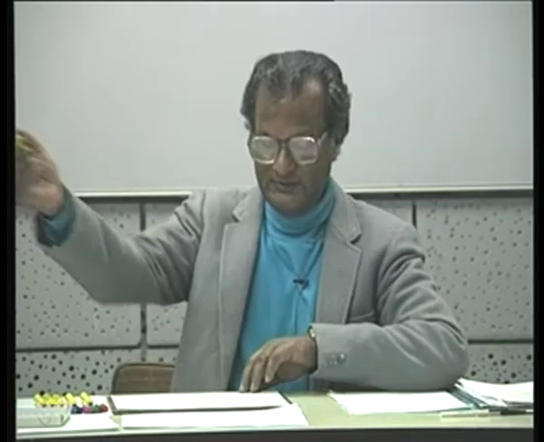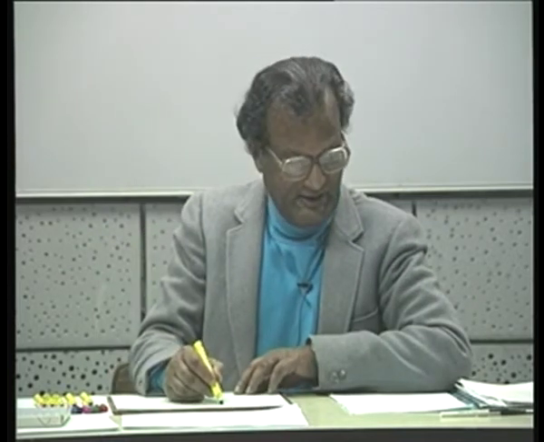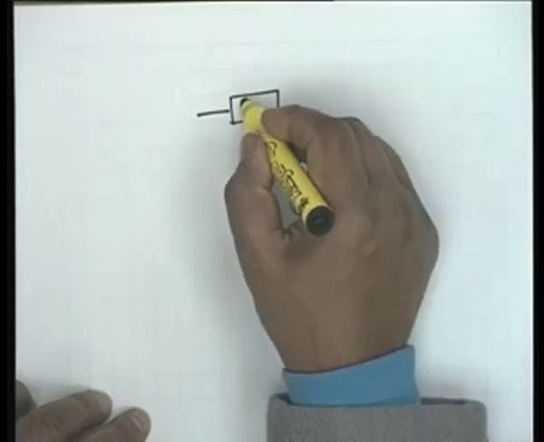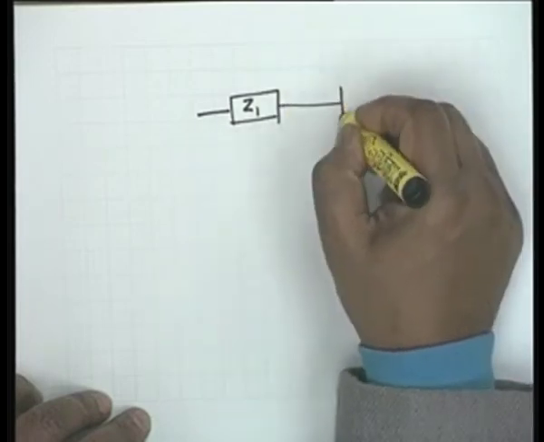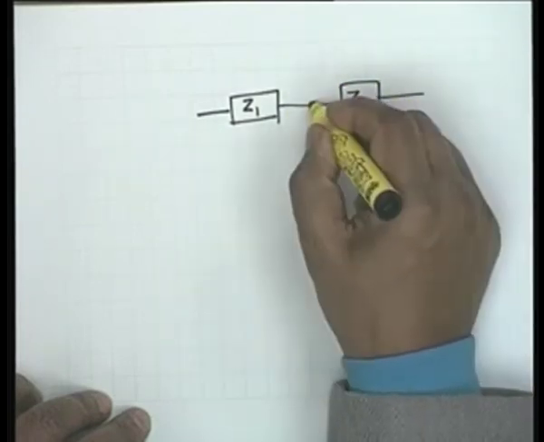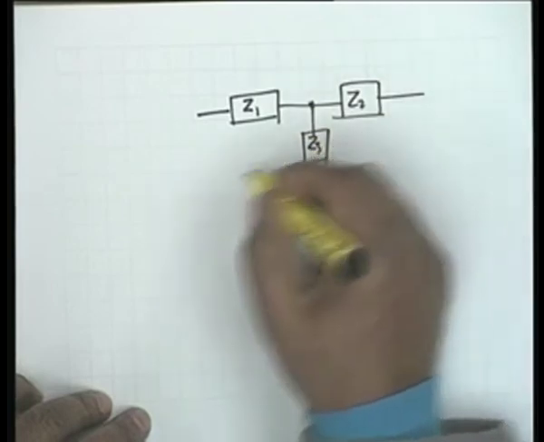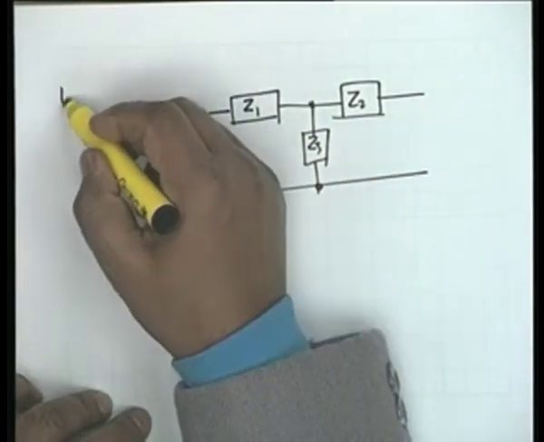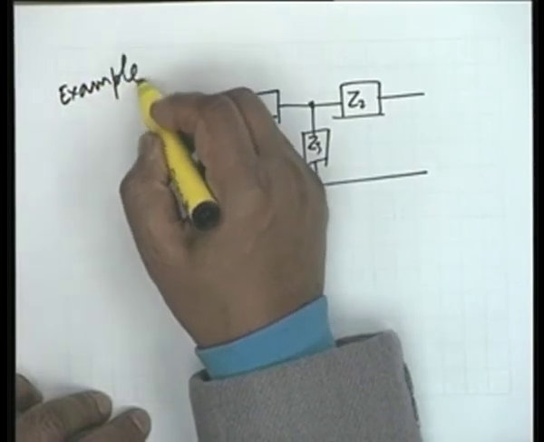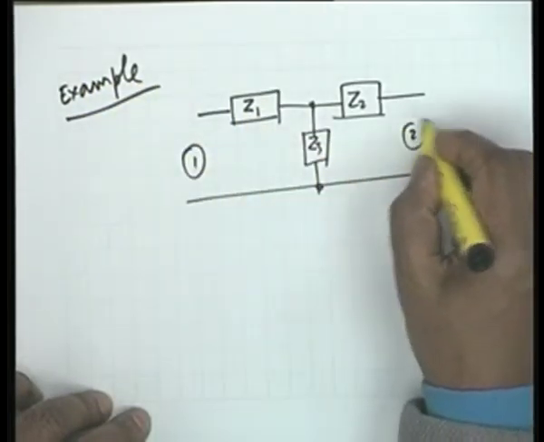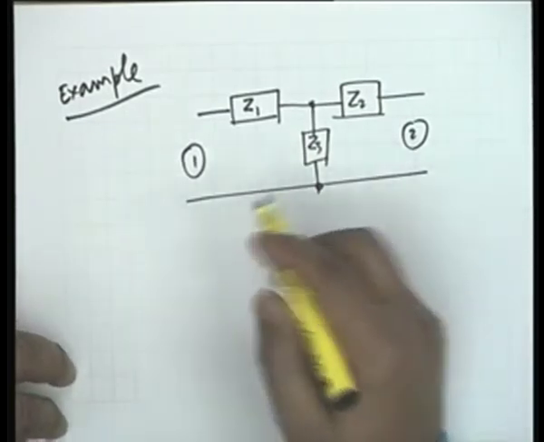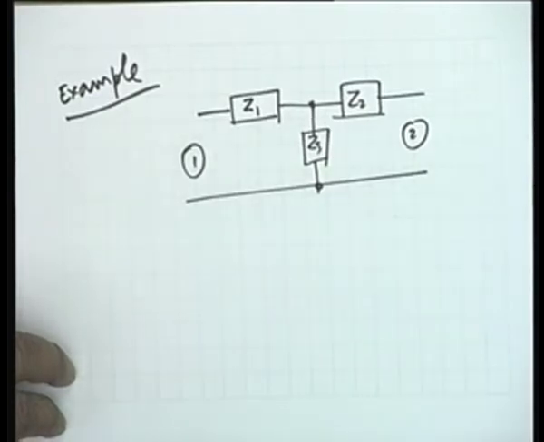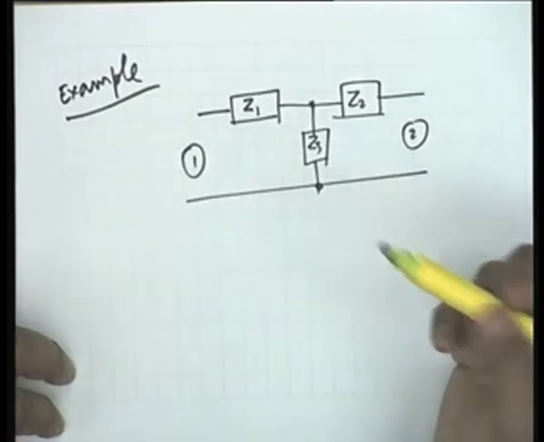As an example, let us take a T network. Let us take Z1, Z2 and Z3. This is port 1 and this is port 2. We are required to find out the Z parameters of this circuit. One of the ways is to go back to the definition. Whenever in doubt, go back to the roots. Okay. Let us apply the definition.